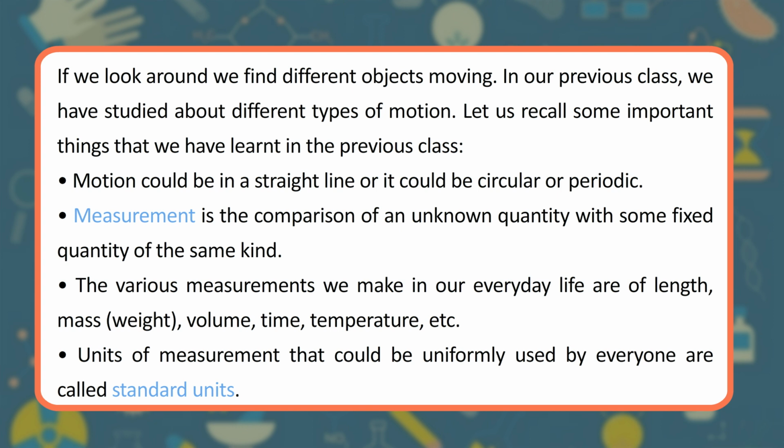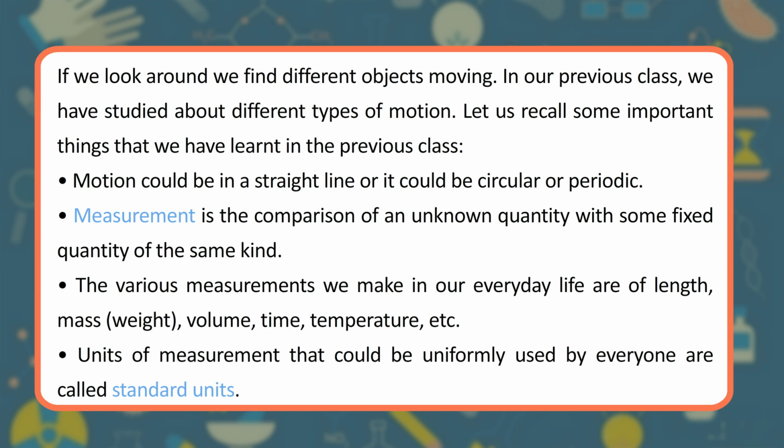If we look around, we find different objects moving. In our previous class, we have studied about different types of motion. Let us recall some important things that we have learnt in the previous class. Motion could be in a straight line or it could be circular or periodic. Measurement is the comparison of an unknown quantity with some fixed quantity of the same kind.